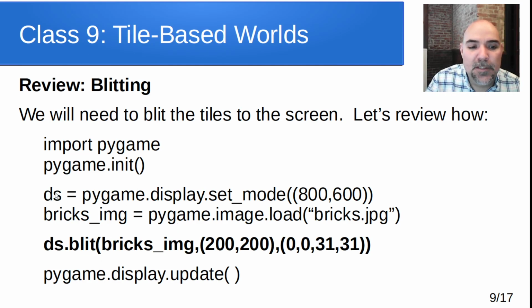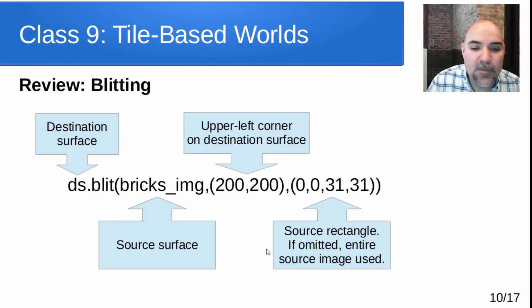So here's a simple example of doing that. I create the display surface called DS. I load this image called bricks.jpg into bricks_image. And now down here, I'm using the bricks image and blitting it onto the display surface. And let's take a closer look at the individual parameters or arguments for that Blit function, the Blit method of surfaces.